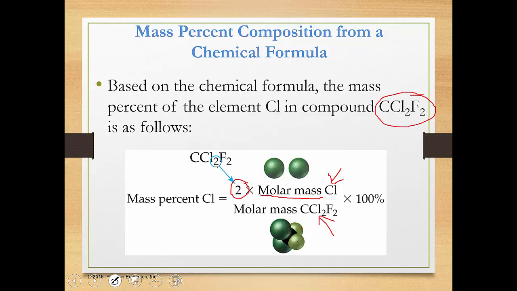Okay. And then on the bottom, I need to know the molar mass of this compound. So I would need to add the mass of 1 carbon, 2 chlorines, and 2 fluorines, divide that out and multiply by 100. That would give me the mass percent of chlorine in this particular molecule.